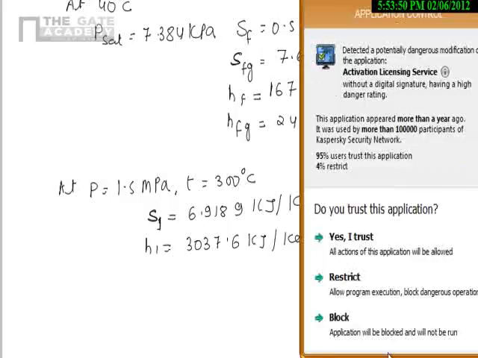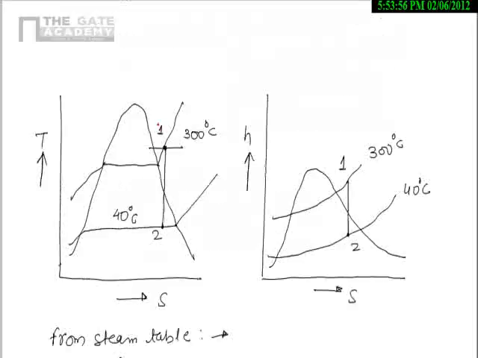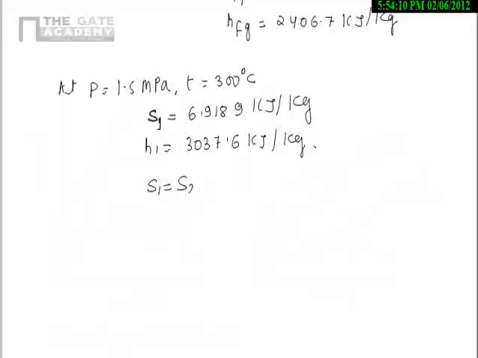If you see the diagram here, we are having 1 and 2. If you see 1 and 2, entropy at 1 is equal to entropy at 2. So I can write S1 equals S2.